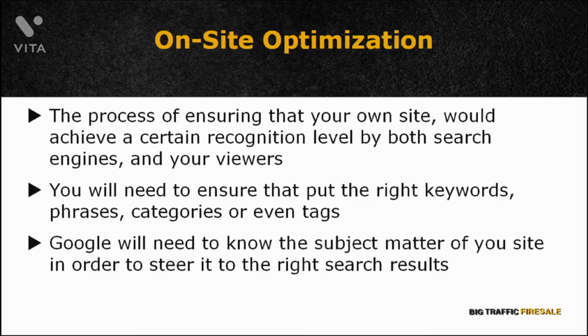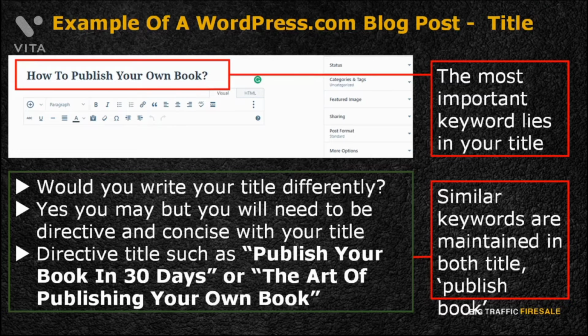Well, Google will need to know the subject matter of your site in order to steer it to the right search results. I'll give you an example. Say you have a blog post in a common area known as WordPress. In it, you have a post that talks about how to publish your own book. The most important keyword lies in your title. Would you write your title differently?